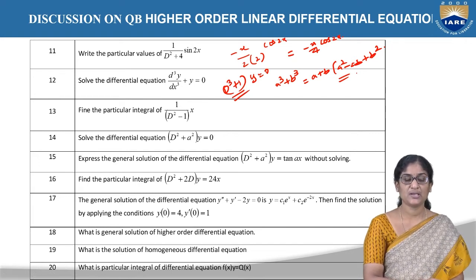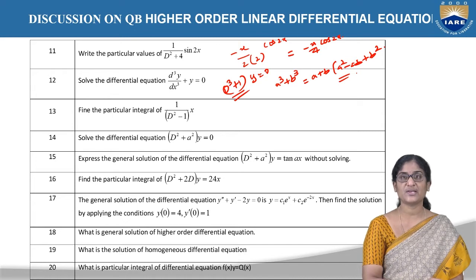Next equation, find the particular integral of 1 by (d square minus 1) into x. How to find out the particular integral? First, we have to see what type of function Q of x is. Q of x is x. So we have to use the binomial expansion formulas to find out the particular integral.